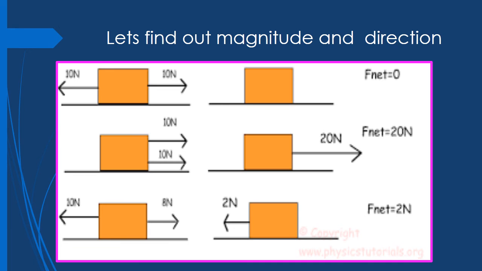Then third one, if you see, one side it's 10 Newton, the other side it's 8 Newton, opposite direction. So the net force or the resultant force is going to be the difference of the two forces, 10 minus 8, that gives 2, and the block is going to move towards left, because towards the left the magnitude of force was more, right?